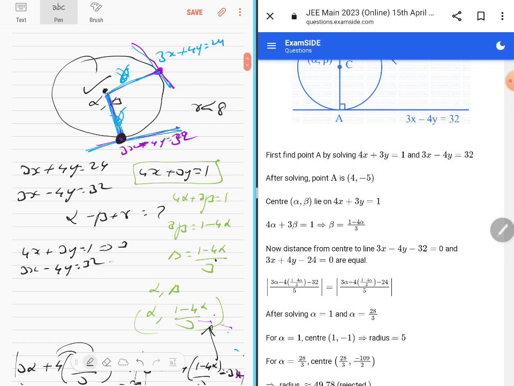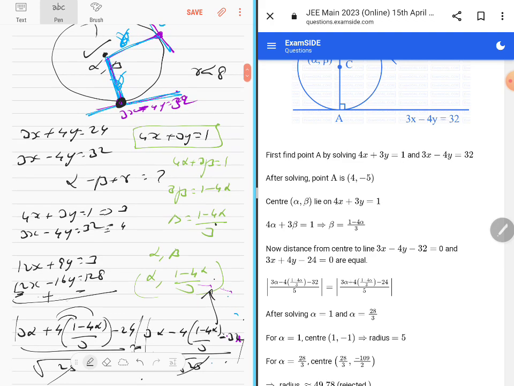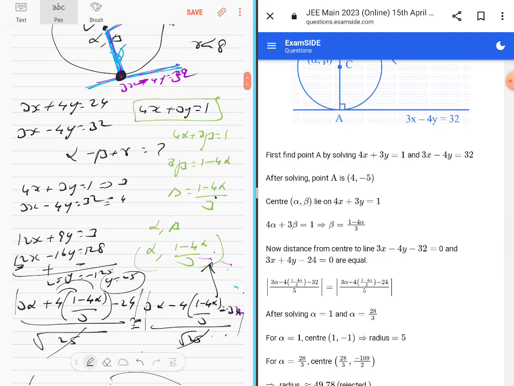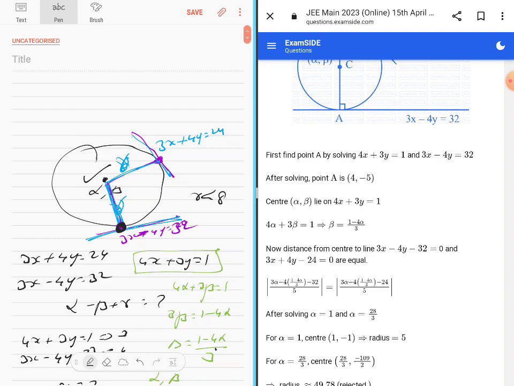Multiplying this entire equation with 3 and this entire equation with 4, it will become 12x plus 9y is equal to 3 and 12x minus 16y is equal to 128. Subtracting, it will become 25y is equal to minus 125. So y is equal to minus 5. Substituting in one of the equations, you get x, and thus you get the point of intersection. So y is minus 5. Substitute in any of the equations.